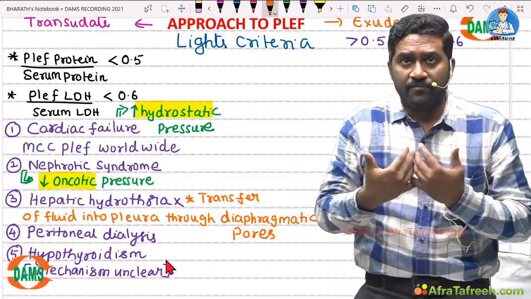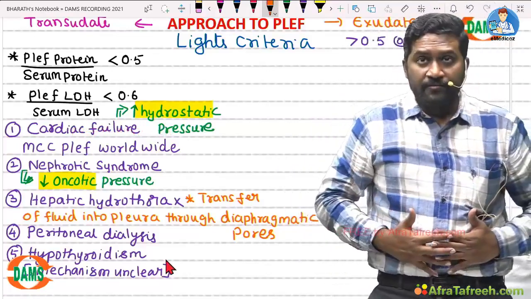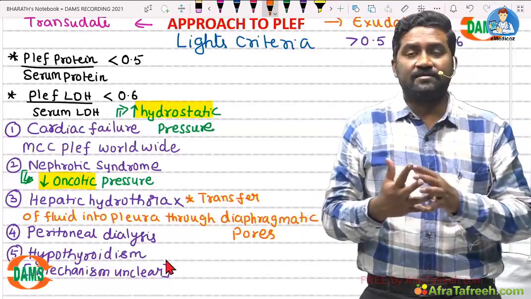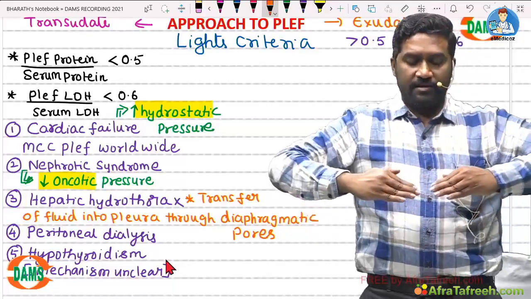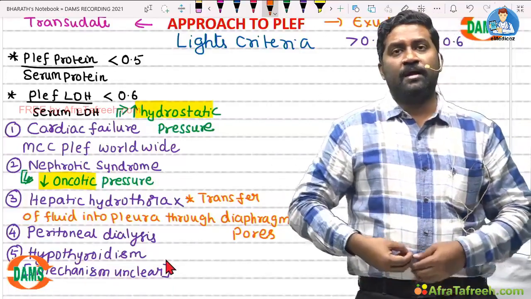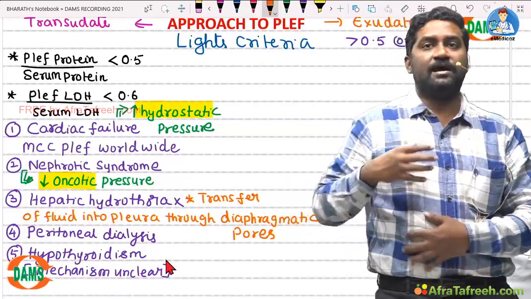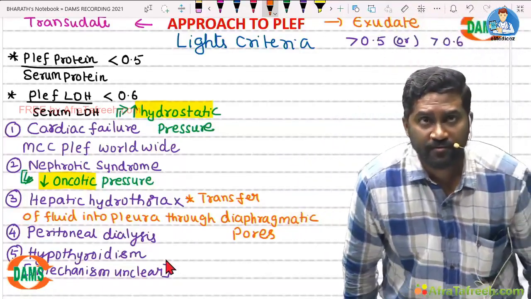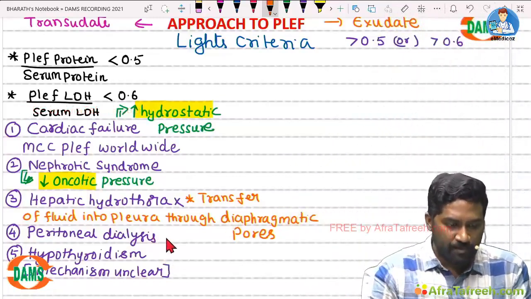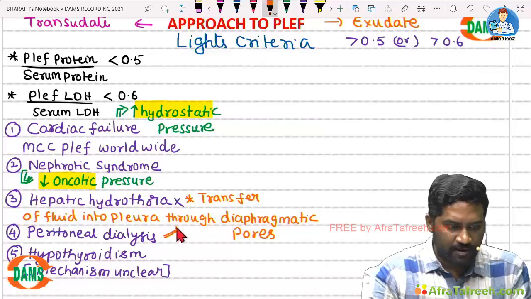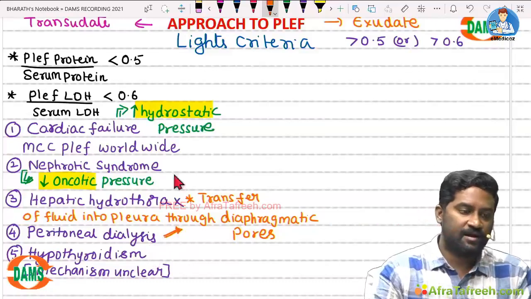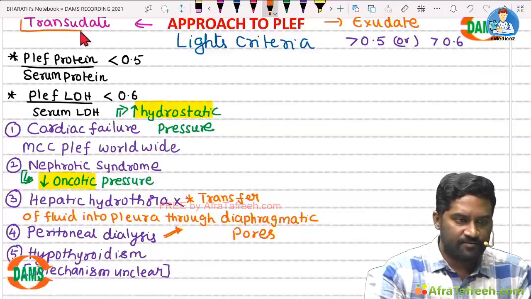Whenever you infuse more and more fluid within the abdomen, the amount of fluid increases. It can increase the intra-abdominal pressure. Once the intra-abdominal pressure increases, the diaphragmatic pores can open and that can facilitate fluid entry into the pleural cavity. So for hepatic hydrothorax and peritoneal dialysis, the mechanism is the same: transfer of fluid through the diaphragmatic pores. This is regarding transudative pleural effusion.